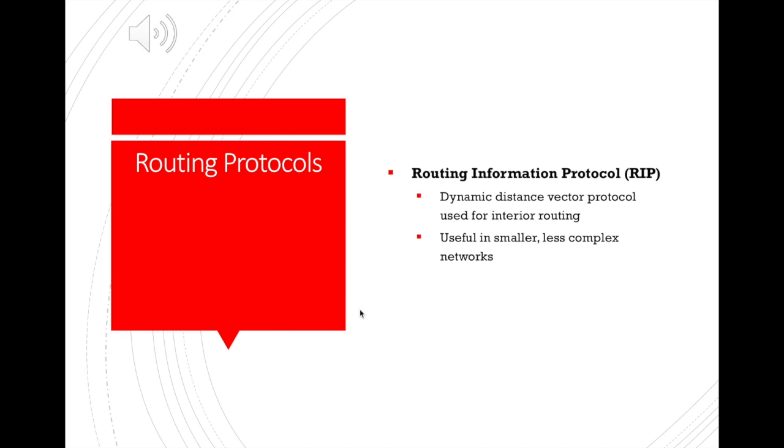Now we'll go into some routing protocols. The RIP protocol, or the Routing Information Protocol, uses a dynamic distance vector algorithm, as we discussed, and it's used for interior routing. It's useful in small, less complex networks. So the RIP, or the Routing Information Protocol, is useful in smaller, less complex networks, and it is based on the dynamic distance vector protocol.